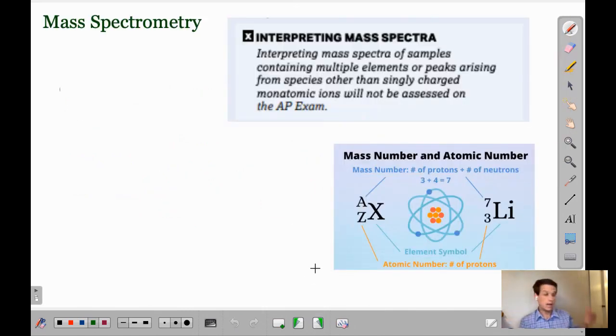Okay, so I was going to say I'm not going to go over this. I'm not going to talk about protons and electrons and neutrons, but I guess we kind of need to know a couple of those concepts in order to really understand what's going on with mass spectrometry.